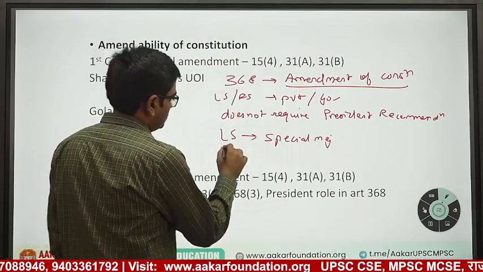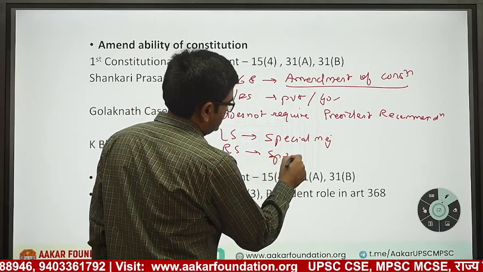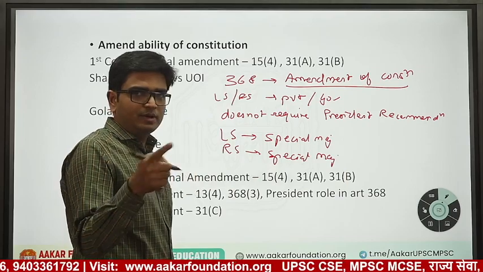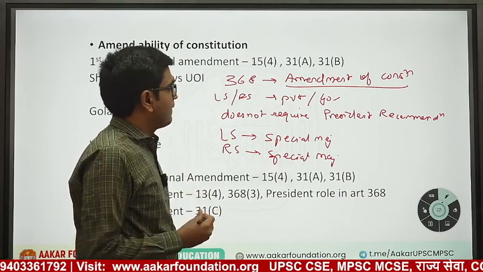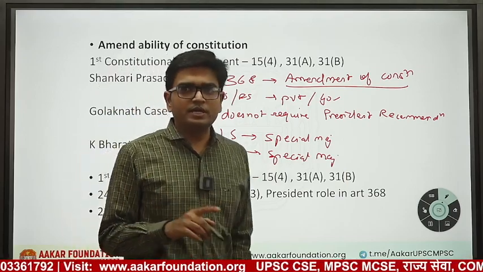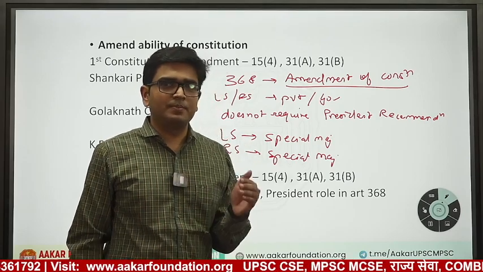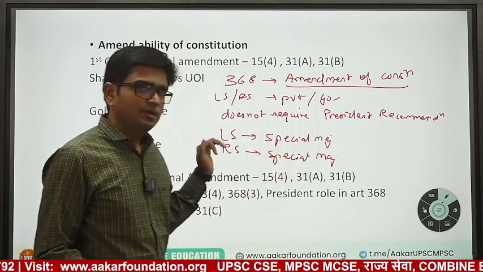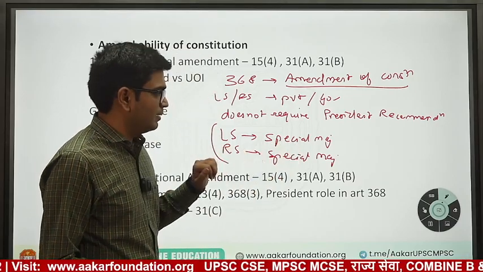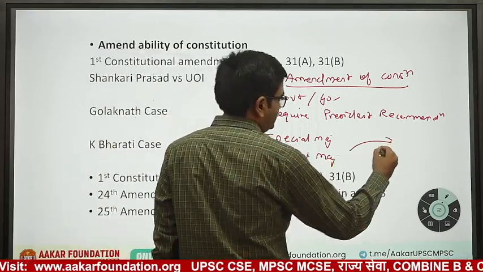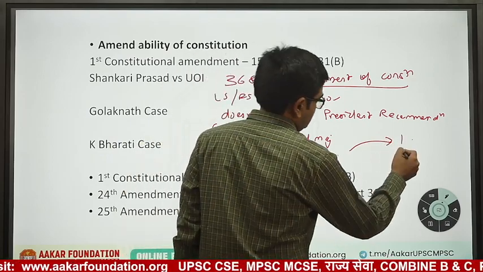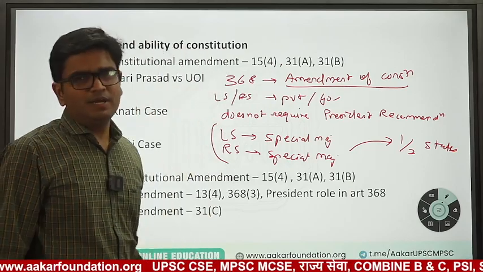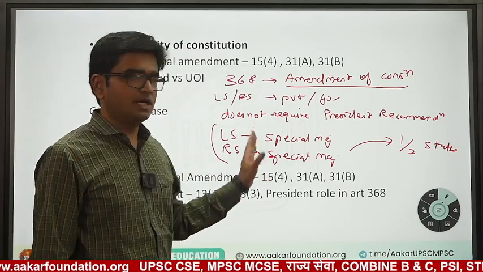Then it will go to the next house, for example Rajya Sabha, again passed by special majority. Then it will go to the president for action. If the amendment of the constitution is regarding certain provisions which will affect the federal structure of the constitution, meaning the relation between state and the center, then after getting passed from the parliament, it shall go to the states, and at least half of the states shall approve it by simple majority.